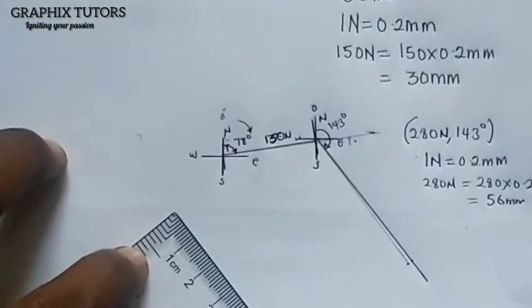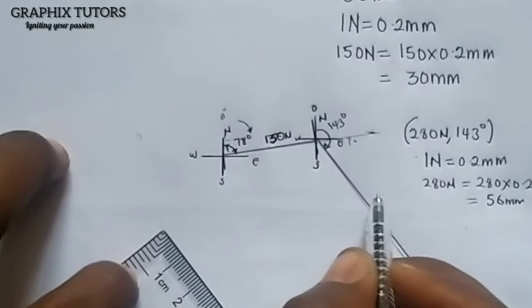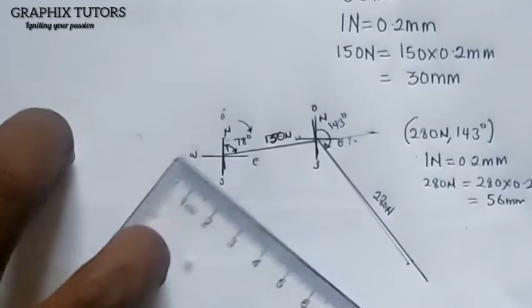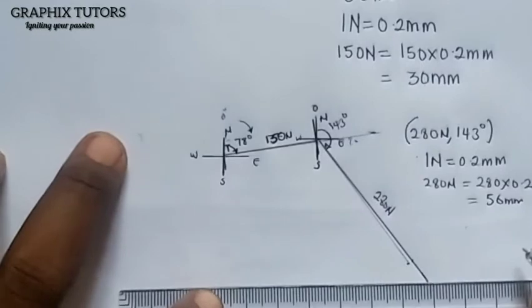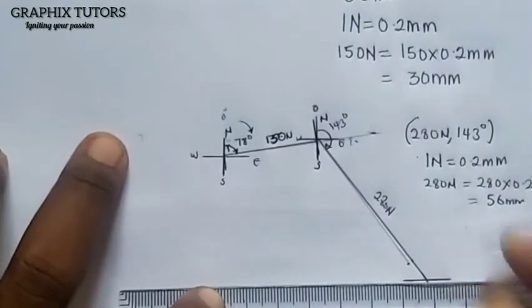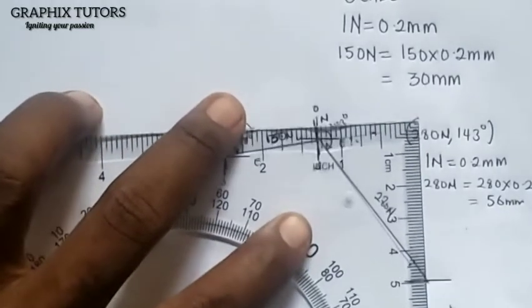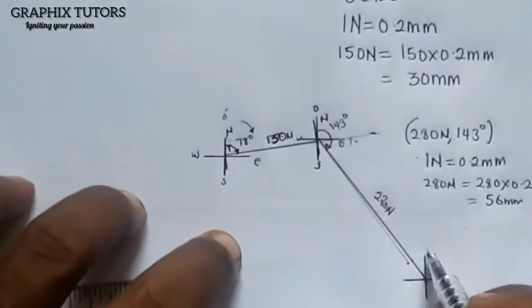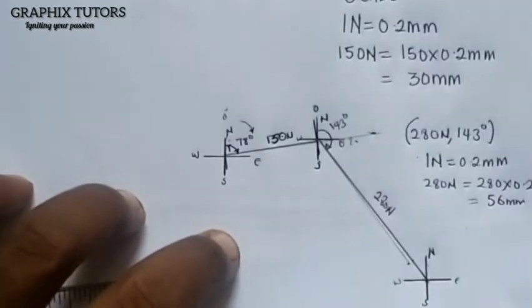Are we good? So from there, at this end point, I know the magnitude of this line is 280 Newton, right? So I'm going to draw my 4 cardinal points at this point also. I'm going to have this horizontal and vertical also. This is my vertical here. This will be north, south, east, and west.